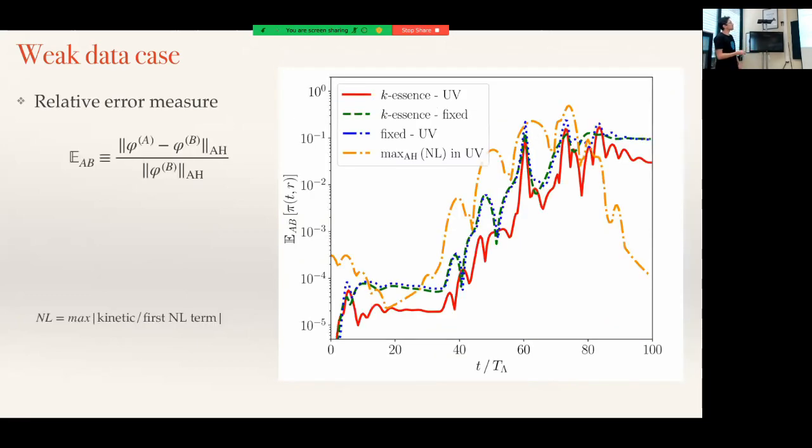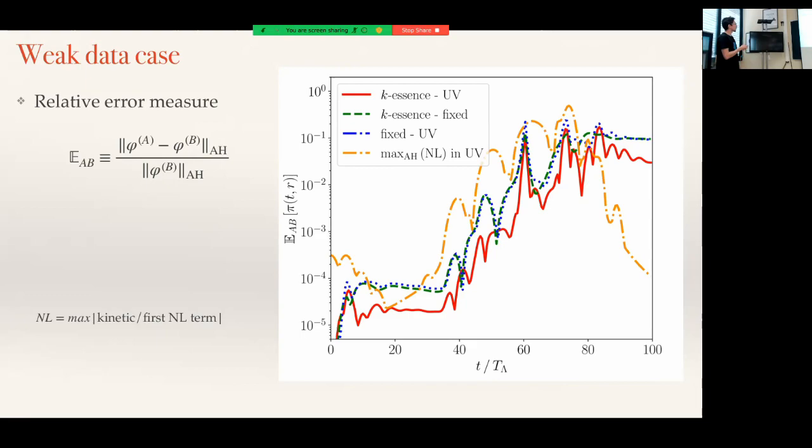You can also compute a relative error measure comparing the scalar field profiles in different theories. For instance, you can compare k-essence with the completion in red and normalize by one of them. Here is this relative error measure against time, and you see that it is below 1. The orange line indicates whether you've entered the nonlinear regime, where scalar self-interactions are important compared to the kinetic term. Again, this is a weak data case, so you never get there. But okay, this is a kind of boring example.